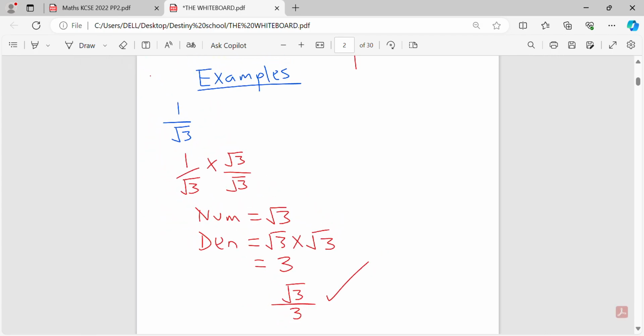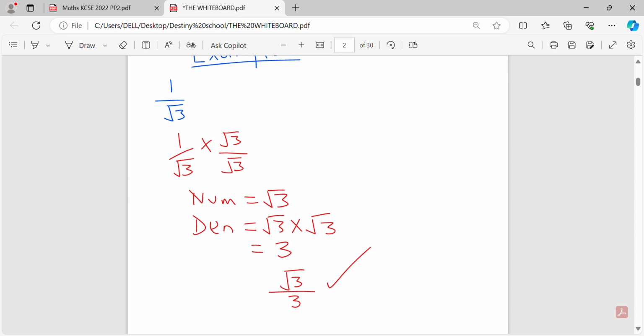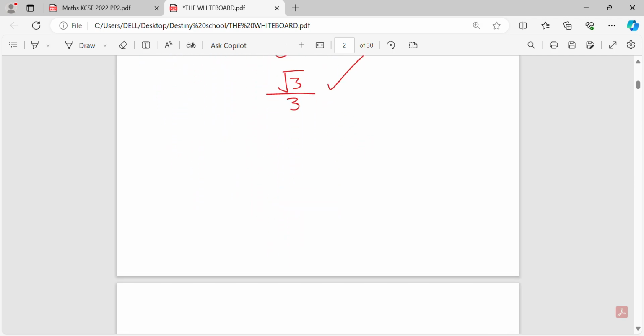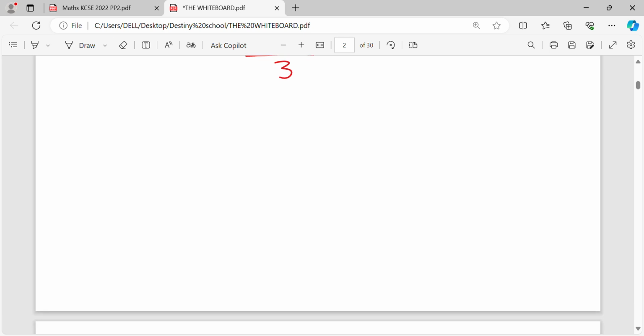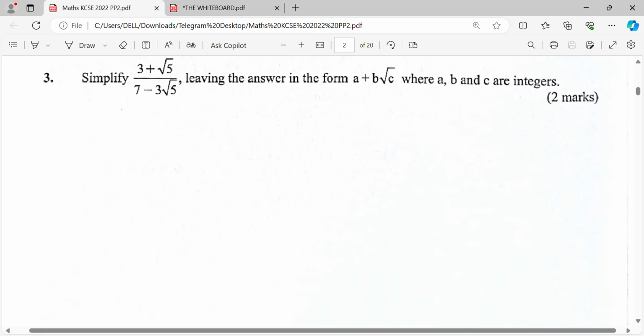So with this, you now combine your answers. It is root 3, because that was the numerator, and then the denominator is 3. That's your answer, and with that you would have simplified your surds. So when the denominator is only a single term, you multiply by that denominator.